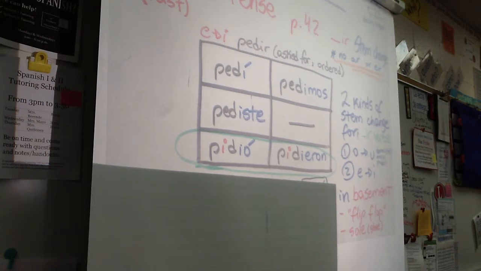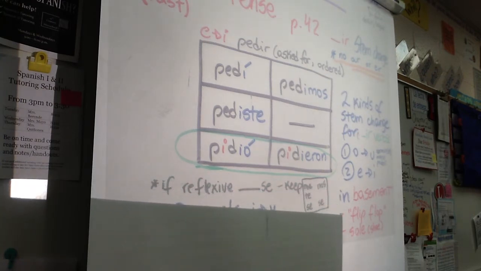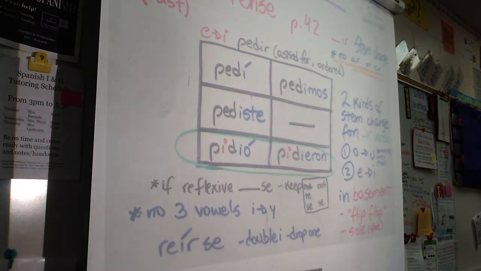What do we also have to worry about? How do we know a verb is reflexive? It ends in SE, so we would need to have your reflexive pronouns: me, te, se, nos, and se. And let me mention it now, because we're going to run into some of these.